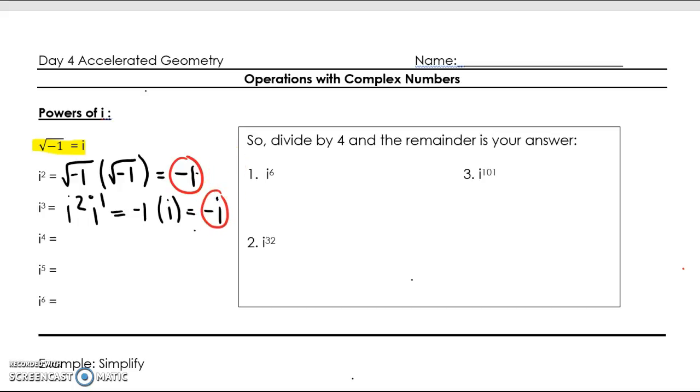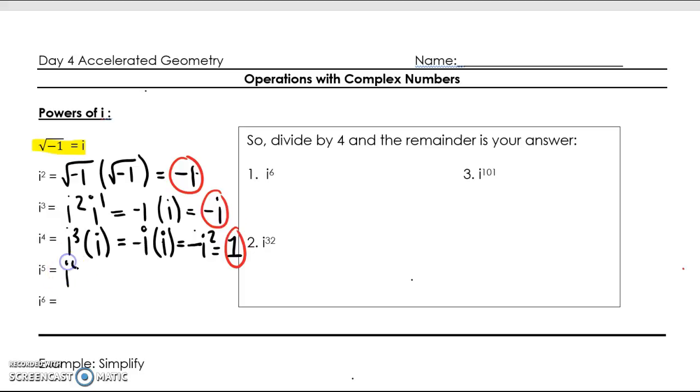Now we're going to do i to the fourth. So that's i cubed times i. i cubed we know is -i. -i times i is going to give me -i squared, which is going to give me a +1. Oh, we're going to continue with this pattern.